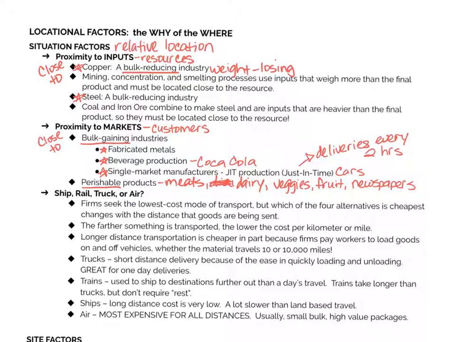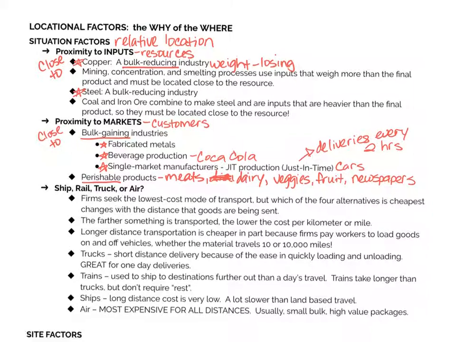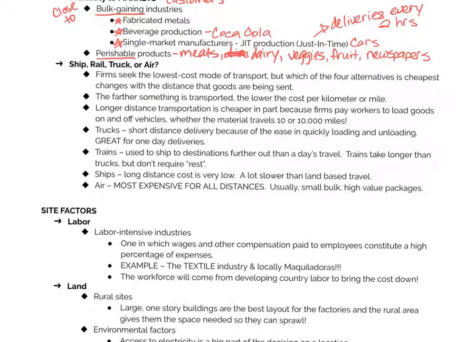All right, so let's talk about how this stuff gets shipped. This is where your question comes in. If you look at this right here, the farther something is transported, the lower the cost per kilometer or per mile. Here's why. Let's say I need to ship something all the way to China. I have a friend in China who needs a delivery. If I ship it by air, what's going to happen to the price of the shipment? It's going to go up.